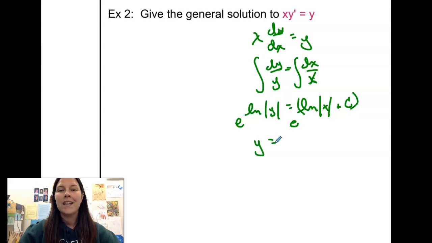On the other side, it's not quite so straightforward. But remembering that property where if we have an exponential to a power plus a power, it came from multiplication. So this e to the c power becomes a new constant that I am multiplying by. Now my e and natural log will cancel, giving me x.